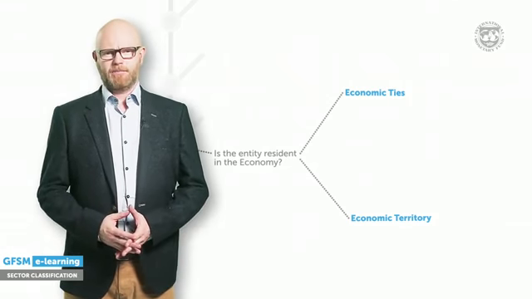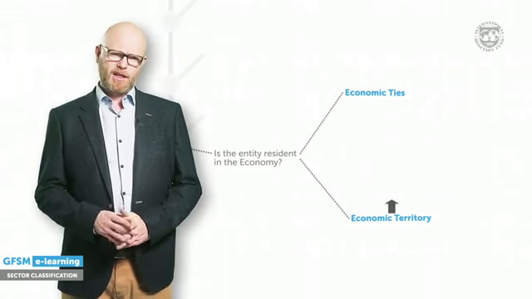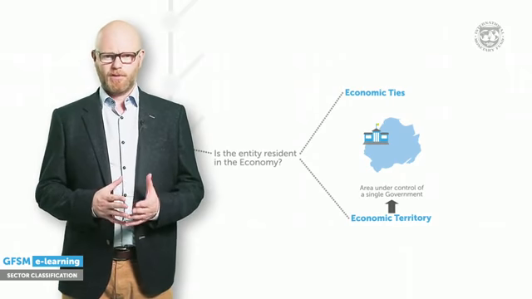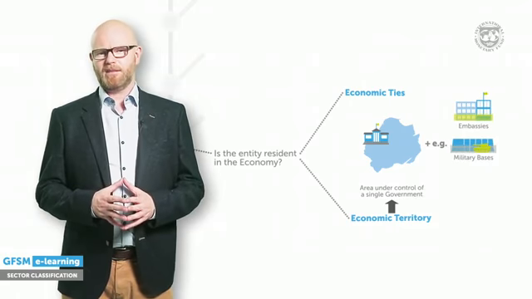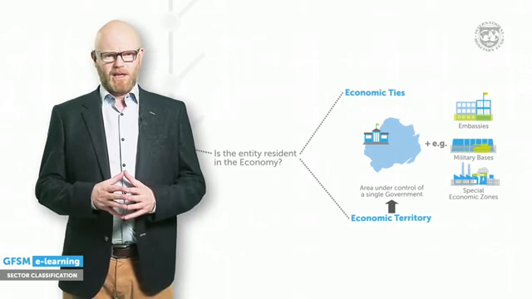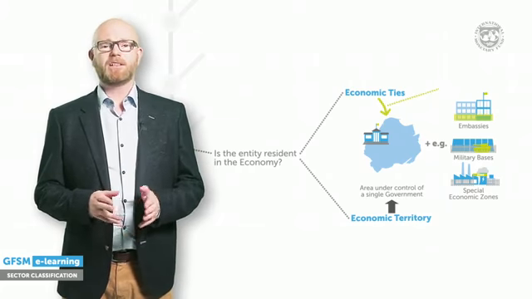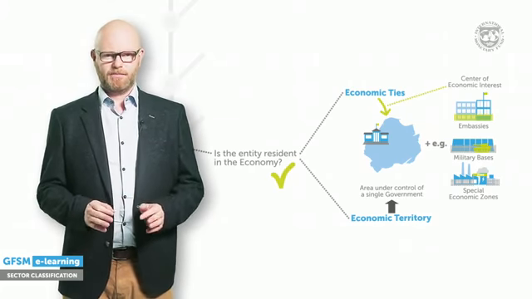The economic territory is not the same as the physical boundaries of a country. Rather, it is, broadly speaking, the area under the control of a single government. It includes areas controlled by the government in other countries, such as embassies or military bases, special economic zones, such as free trade areas. If a unit has its strongest ties to that territory, GFSM speaks of the center of economic interest. It qualifies as a resident.